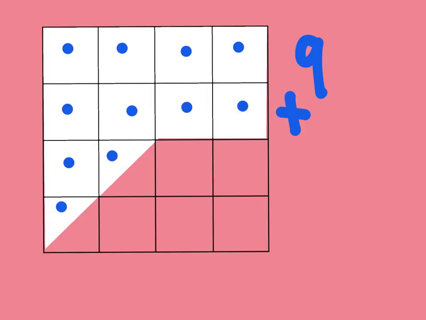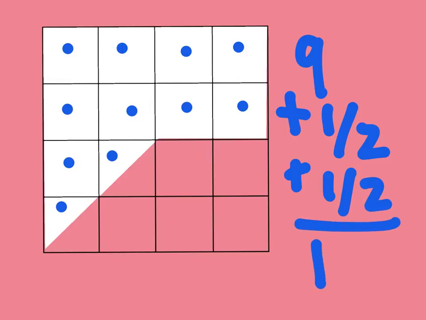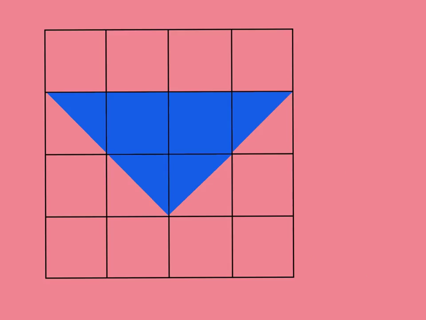Next, we will look at a more odd-shaped unit figure. If we count the units in this figure, we can see that we have 1, 2, 3, 4, 5, 6, 7, 8, 9 full unit blocks. And then we also have 2 half unit blocks. So 9 plus 1 half unit block plus another half unit block is equal to 10 unit blocks. So the total area for this figure in the plane is 10 units.